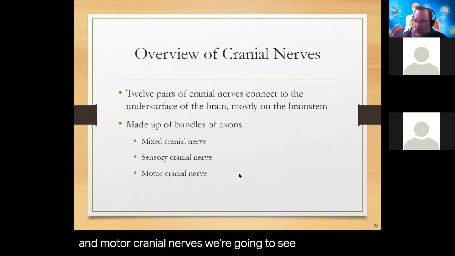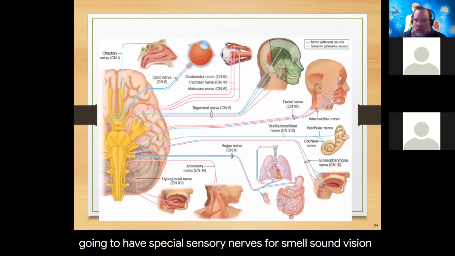We're going to see special sensory as well. Everything we've done up to this point has pretty much been sensory coming in, motor going out. And when we say sensory, it's generally been the sense of touch. So now we're going to have sense of touch nerves, but we're also going to have special sensory nerves for smell, sound, vision, those types of things.